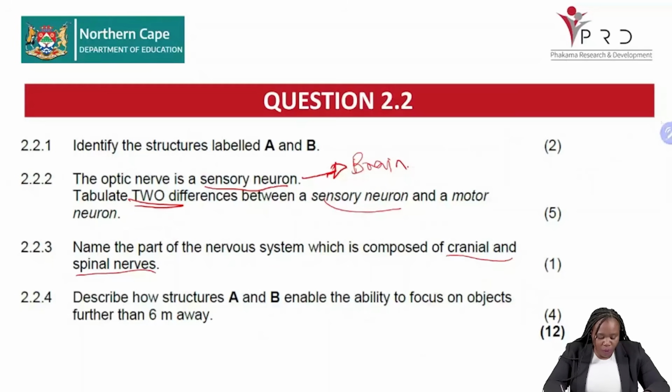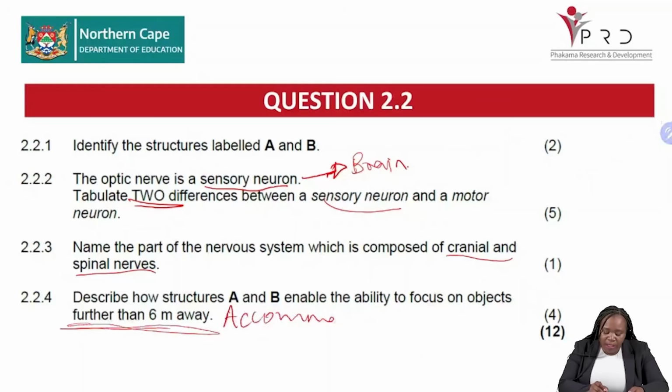Okay, 2.2.4, describe how structures A and B, the suspensory ligament and the ciliary muscles, enable the ability to focus on objects further than 6 meters away. Exactly. Now we are looking at accommodation. This question did not outright say describe the process of accommodation when a person is looking at an object that is 6 meters away. However, once you start seeing that a person is looking at an object and this object is at a certain distance, you know that we are looking at accommodation.